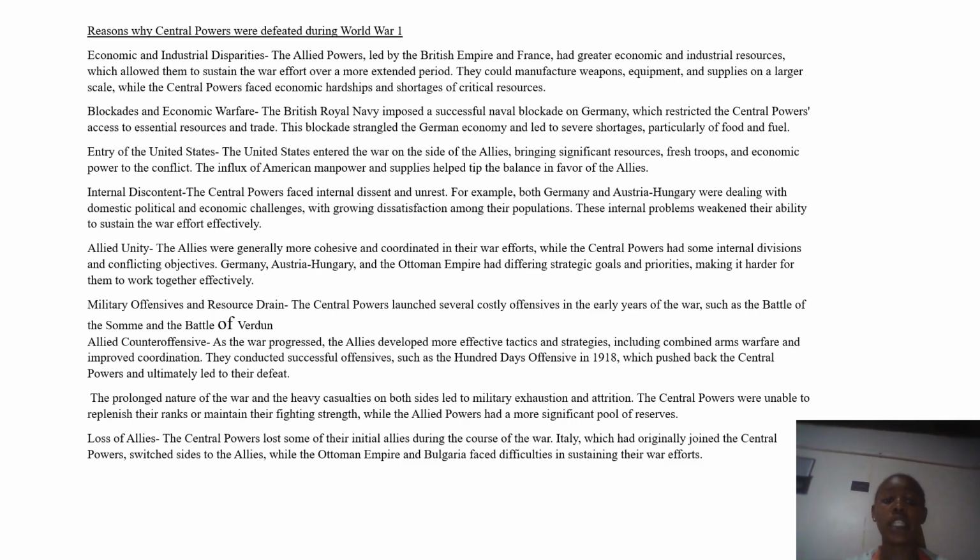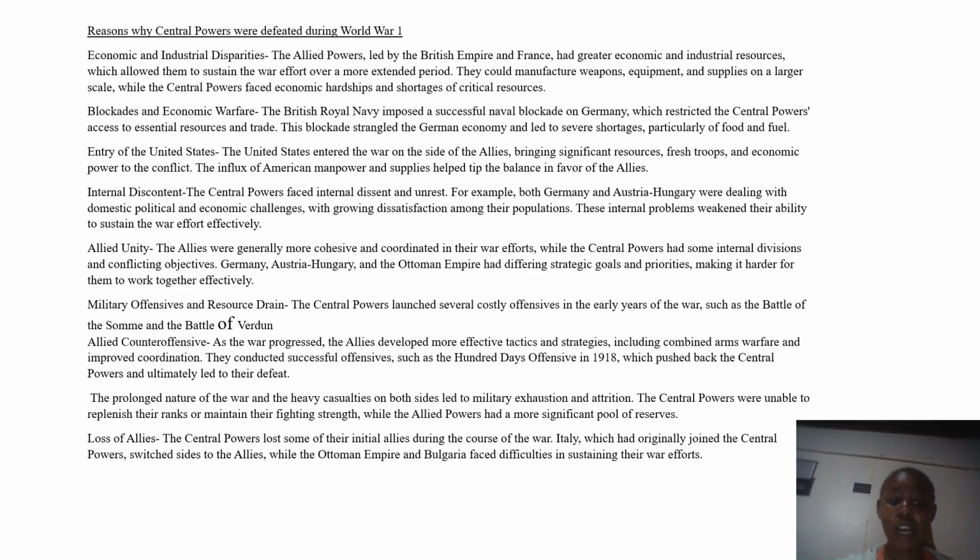and conflicting objectives. Military offensive and resource drain. Due to the naval blockades, they had insufficient guns, which led to a drain of the resources. The Central powers launched several costly offensives in the years of the war, such as the Battle of Verdun and also the Battle of the Somme.